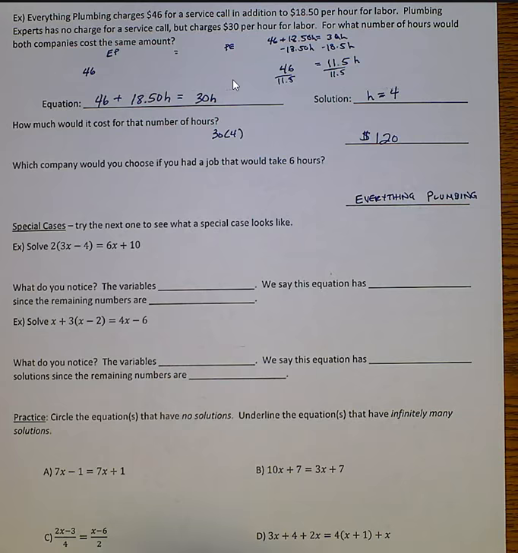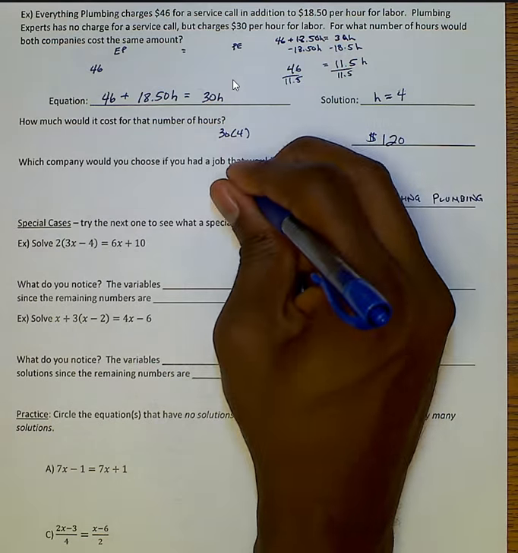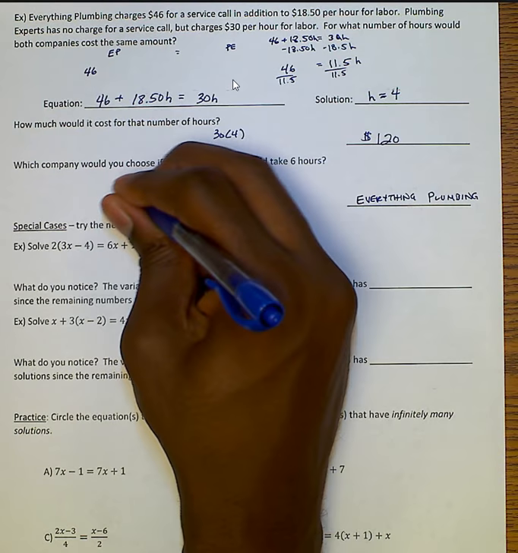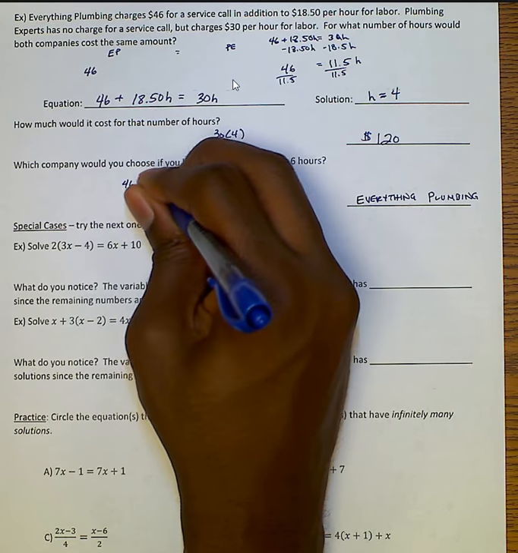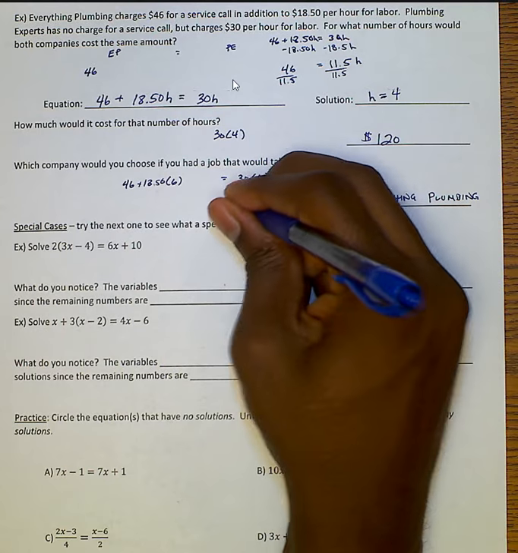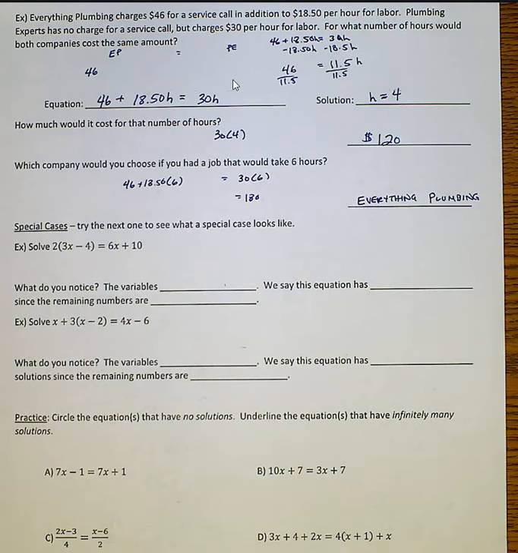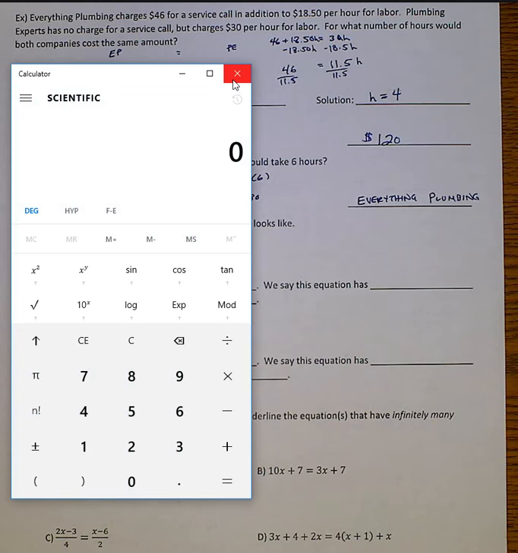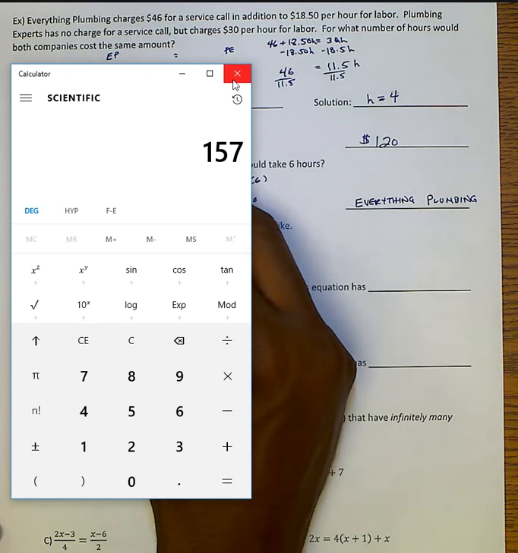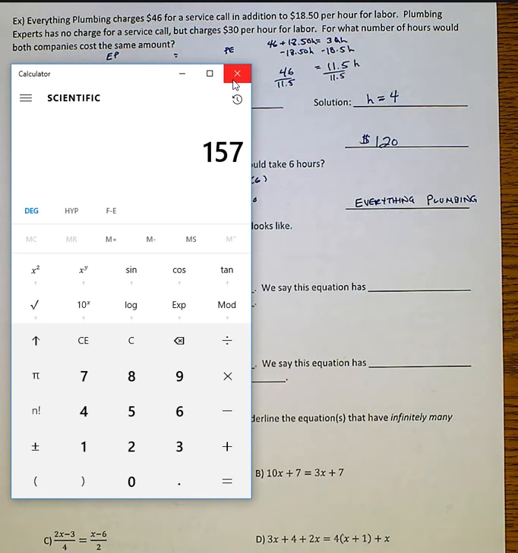If you want to see that differently, you could say, okay, 30 times 6 here, and you could say 46 plus 18.50 times 6, and see what comes out. I guess on this side would be 180. This side's a little bit harder, but not impossible. So 18.5 times 6 plus 46. This side would be $157. Okay, so again, Everything Plumbing is the best.